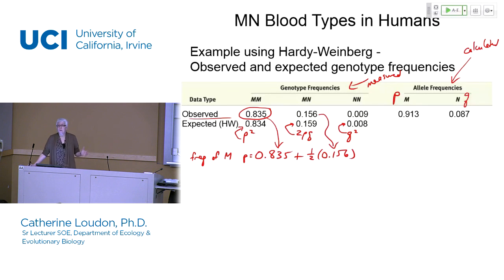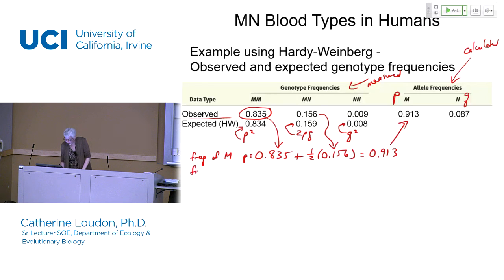Okay. And if you want to try this as a slightly different numerical example, you can pretend that the population has, say, 1,000 individuals in it, and then you would have 835 MMs, 156 heterozygotes, and you could walk through it like that and calculate the frequency that way. But if you have proportions instead of numbers, then you can go straight from the proportions. So if we do this, we do in fact end up with 0.913, and we can plug that in there.